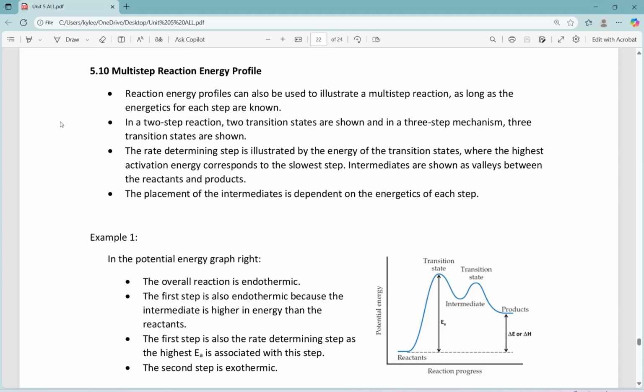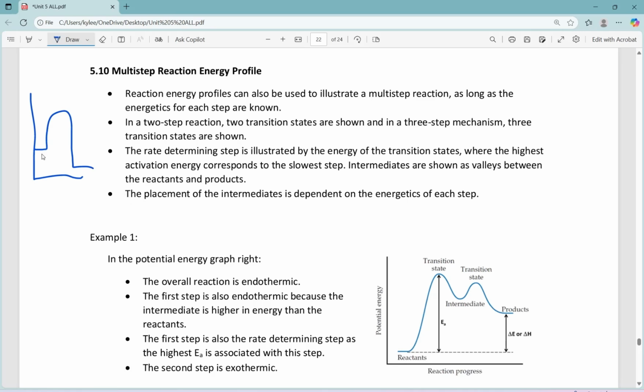What is up, everyone? We are at 5.10 for AP Chemistry. This is on multi-step reaction energy profiles. So we covered the energy diagram in an earlier section. An energy diagram is something that looks like this.